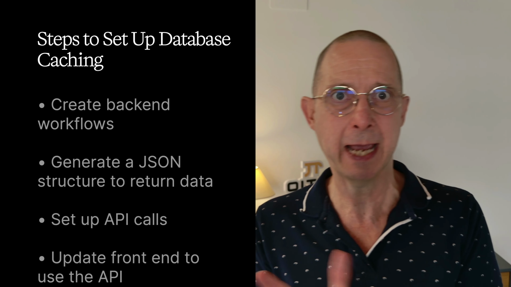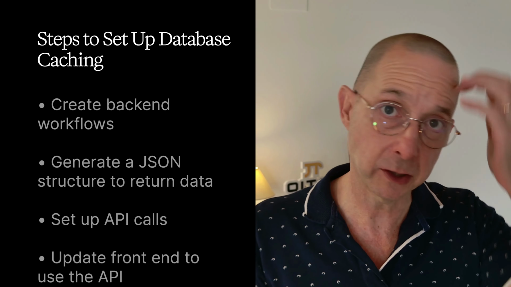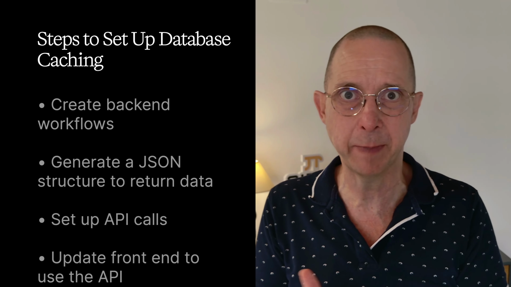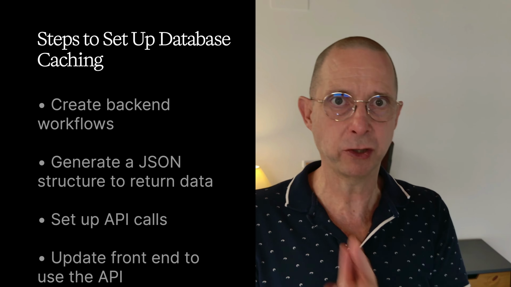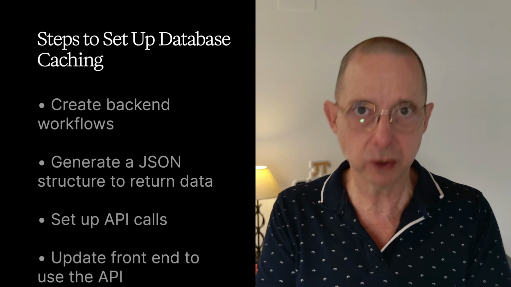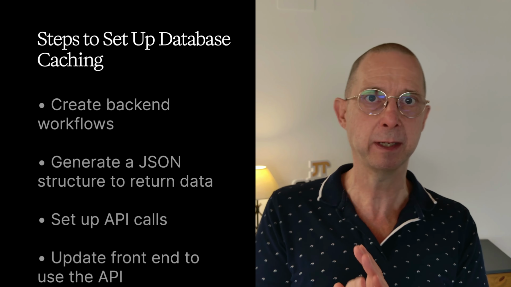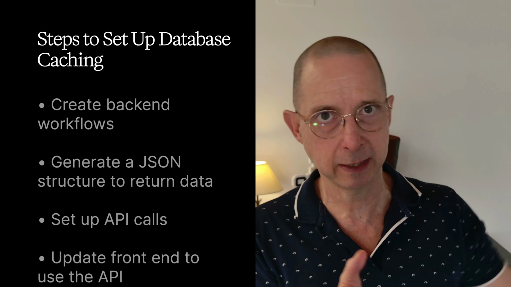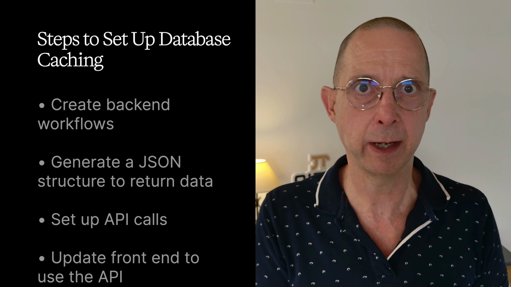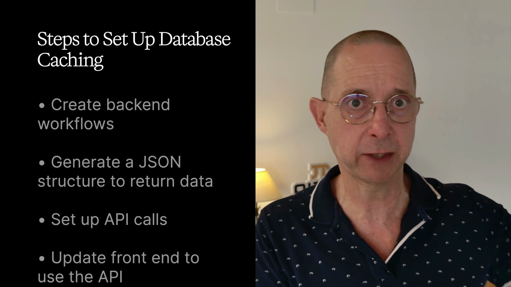Step 2 is you're going to create an API call in the Bubble API connector for each query. So that is what is going to be publicly available to be called. And then you're going to change your front end to use that API call. So you're no longer going to actually communicate directly with the Bubble database. You're going to communicate with your API that you've created specifically for this function.